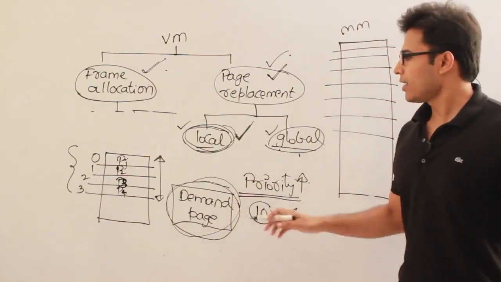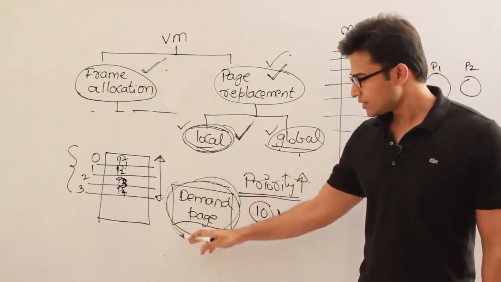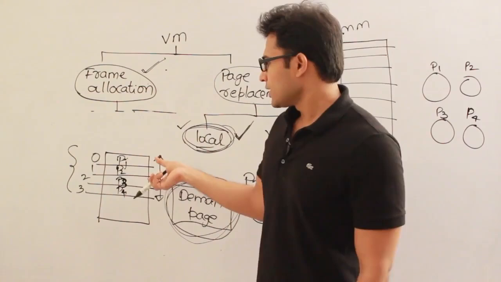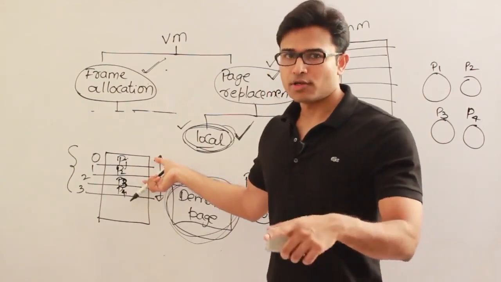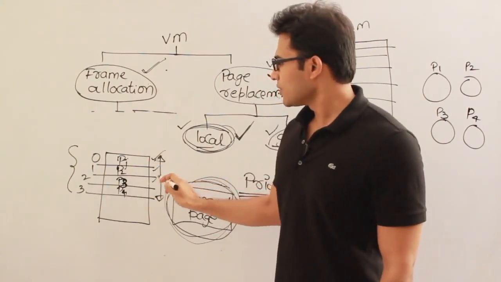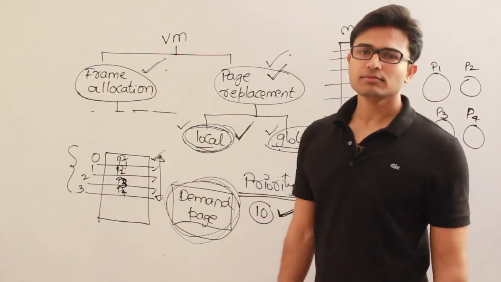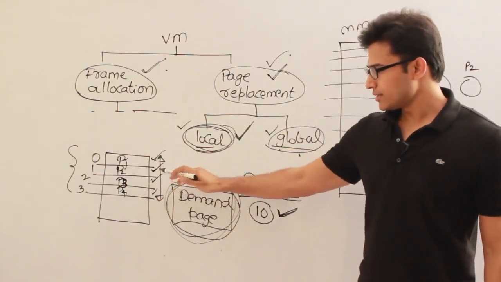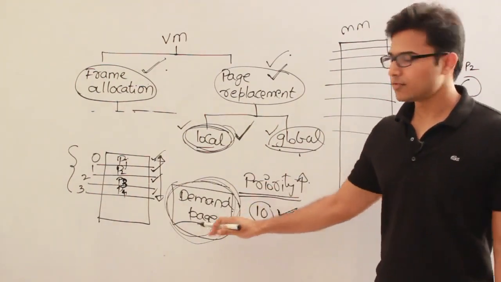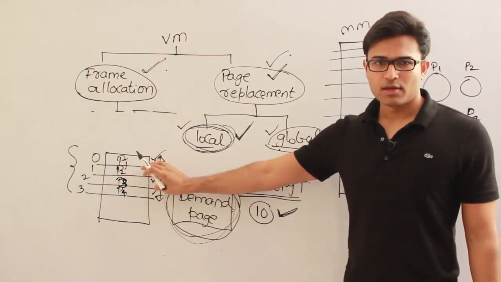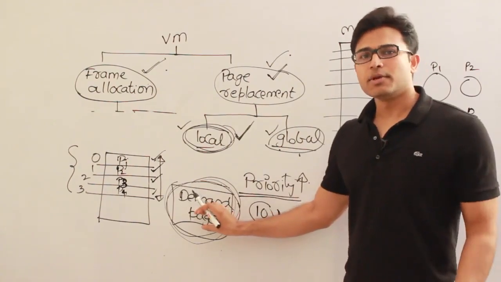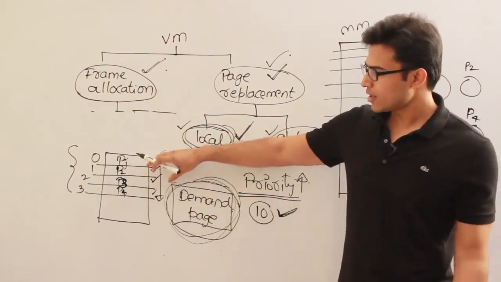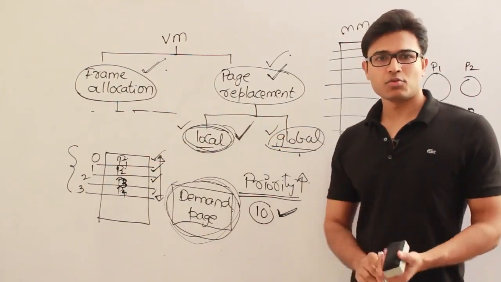One other concept which is the opposite of demand paging is called pre-paging. Pre-paging means that before starting a process, we load all the frames given to that process. Are you understanding it? So we have two things here. One is demand paging, where before starting the process we do not allocate anything. The other is pre-paging, where before starting the process, all the frames allocated to that process will be filled with pages.